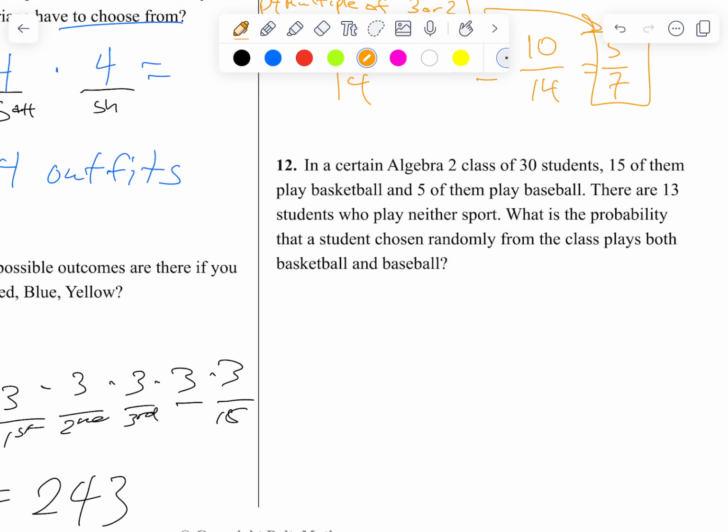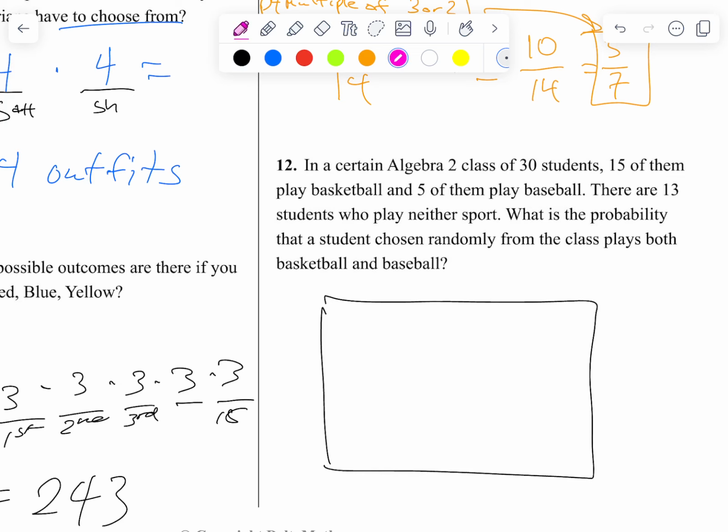Again, here's another one. We definitely want to make a Venn diagram. What's the probability that a student is chosen that plays both basketball and baseball? So I'm going to make my box. We'll do basketball, do blue as baseball, and it says there's 13 kids who play neither sport. So out here, there's 13.